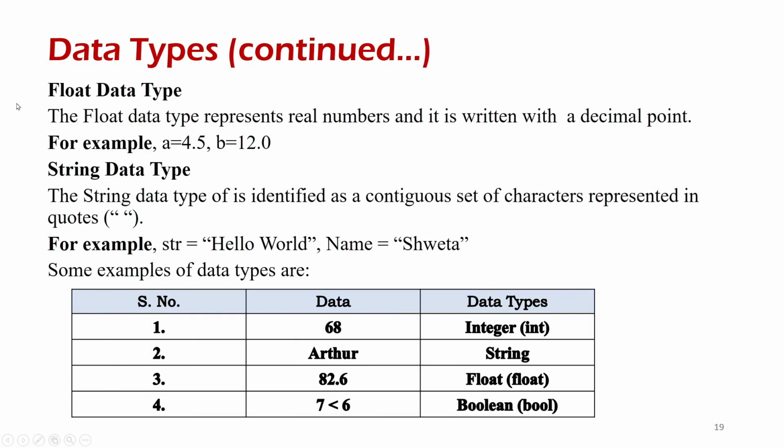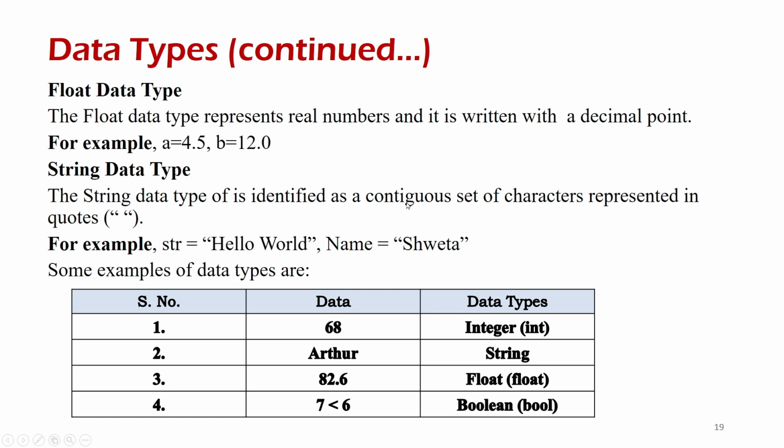Float data type. The float data type represents real numbers and it is written with a decimal point. For example, a equals 4.5, b equals 12.0. String data type. The string data type is identified as a contiguous set of characters. Contiguous means continuous, like your name.